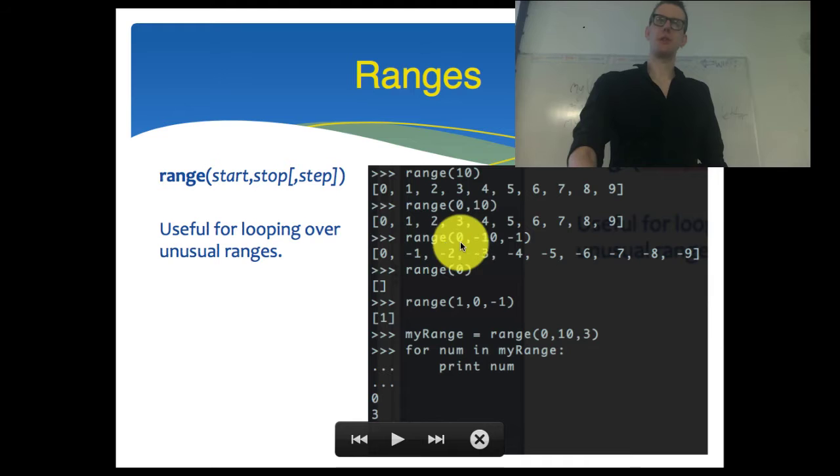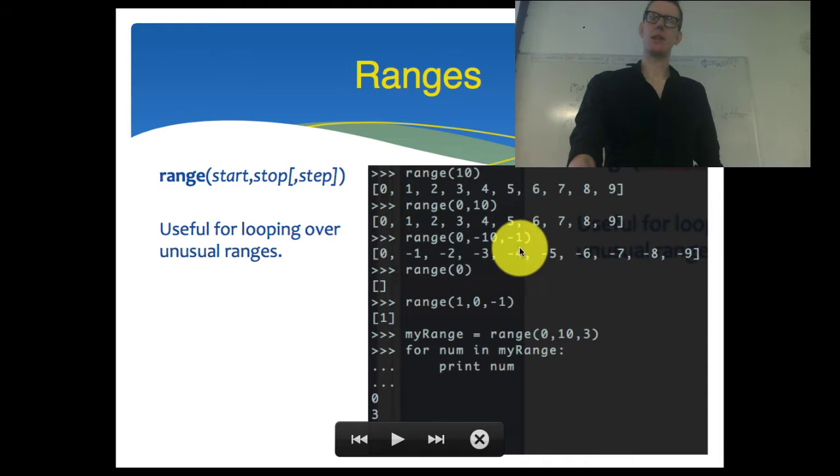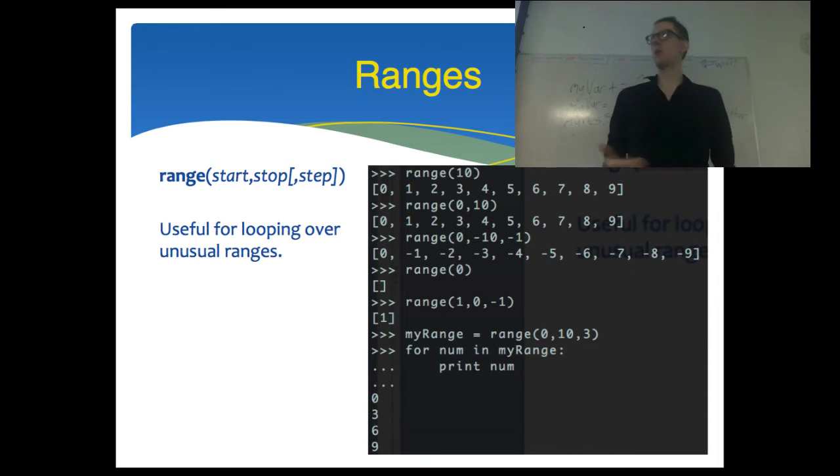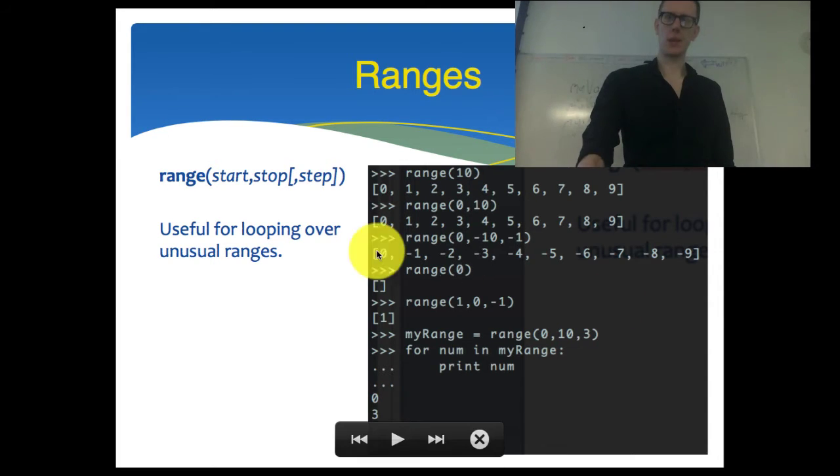So range can also do lists in reverse order. If you want to go from 0 to minus 10, you then have to tell it a third argument, which is this step size, which will tell Python that we want to go from 0 to minus 10 with a step size of minus 1. And that will tell Python to go backwards from 0 to minus 10. And so when you run that, you get all the numbers between 0 and minus 10.